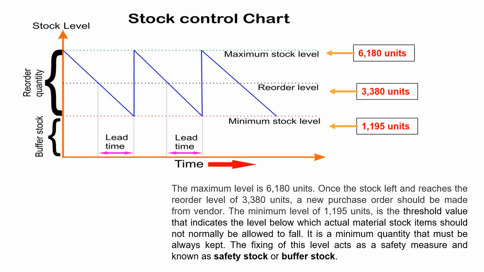Okay, before we go into the next question, let us refer to this summary of what we have calculated just now. Based on the diagram, we can see the four stock levels we calculated: maximum, reorder, minimum, and also the average stock level. On the vertical axis is the number of stock level, and the horizontal axis is the time taken, or the lead time for the goods to be received. So the maximum level is 6,180.